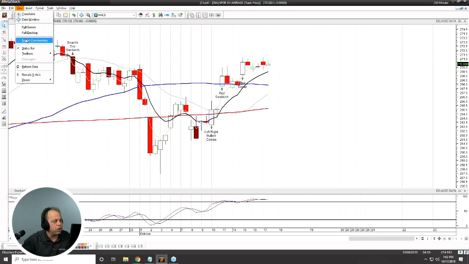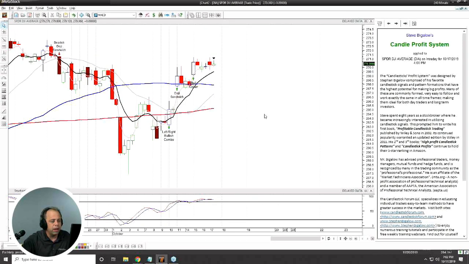Here we're going to go into View, Expert Commentary. And you'll notice that as soon as I open up that window, it puts an arrow above the chart for the bar I'm looking at. I'm looking at a 4-hour bar right now, and there's not really any patterns that we're identifying on it. So it's just going to give you a little bit of background on Steve. There's not really much on this chart right now that we're going to talk about.